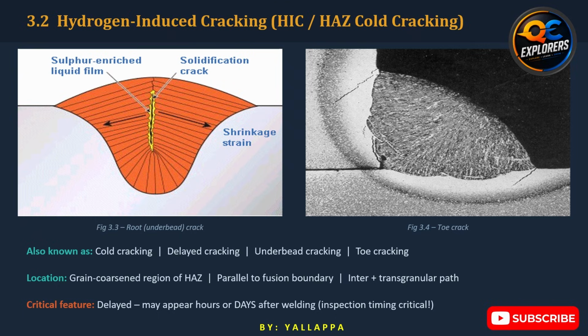For the inspector, this has a direct practical consequence: inspection timing can be critical. If a project specification or welding procedure requires a delay before final inspection, that requirement exists for a technical reason. The mechanism of hydrogen cracking involves several conditions acting together. Understanding those conditions is the key to both prevention and examination success. We will examine those four factors next.